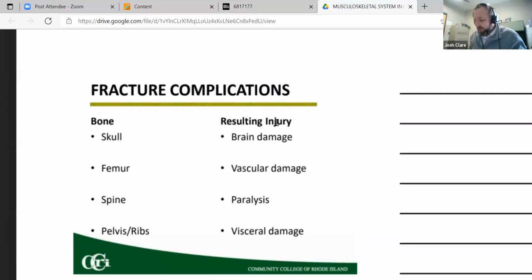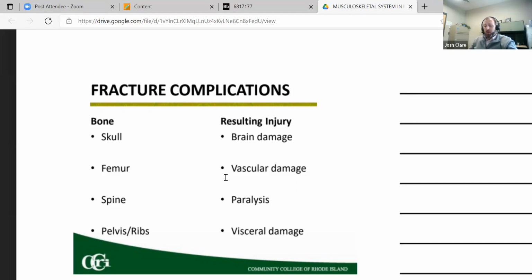So some complications can arise. Obviously, if we go back to that depressed fracture in the skull, high risk for brain injury as a complication of that. With the femur, vascular damage can happen, not only of the vasculature outside of the bone, but also especially into the bone. So if we fracture towards the head of the femur, then we could get avascular necrosis where we've disrupted the blood supply. Now the bone can't get its own nutrients, and then the head of the femur starts dying off.